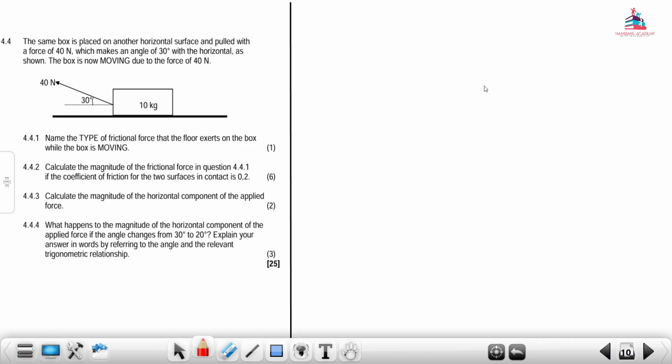The first question, I took it from a previous paper, says the same box is placed on another horizontal surface. It is pulled with a force of 40 newtons, which makes an angle of 30 degrees with the horizontal as shown. The box is moving due to the force of 40 newtons. What type of frictional force does the floor exert on the box while the box is moving? Remember, we spoke about static friction and kinetic friction. Is this box moving or not moving? It is moving. Therefore, what type of force is this? It will be our kinetic friction.